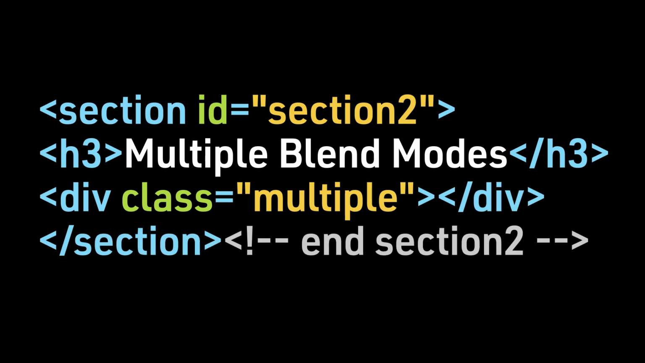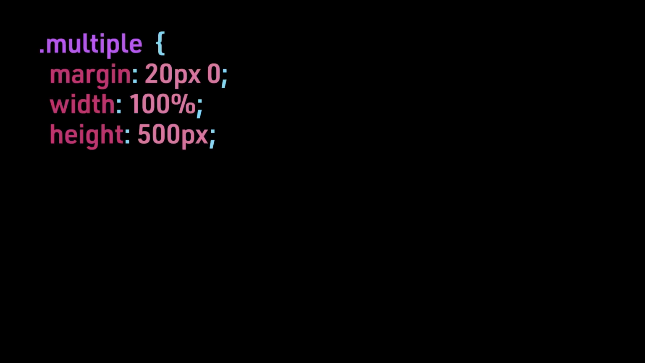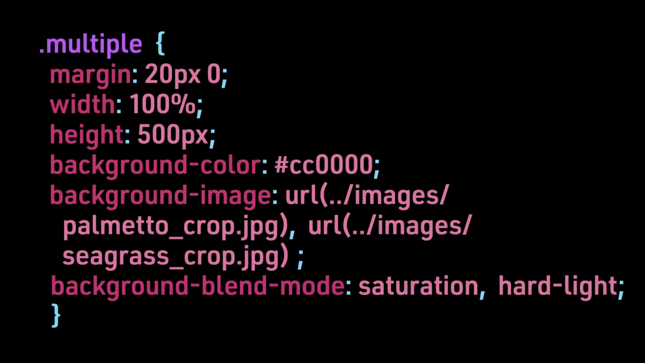Here's the HTML for an example with multiple images. Again, we're using a class attribute to target. This is the CSS. We have added the seagrass cropped image in addition to the palmetto cropped image. And we're using the two background blend modes, saturation and hard light. And this is the visual result.